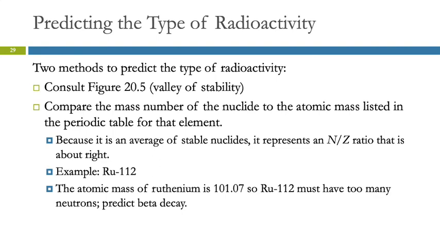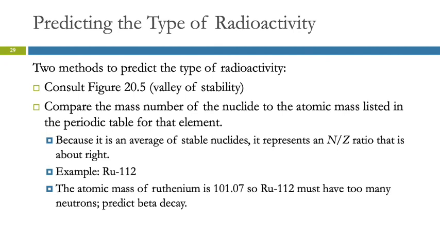So there are two methods for predicting the type of radioactivity. One is to look at that graph. It's actually figure 21.5. The other is to compare the mass number of the nuclide that you're looking at to the atomic mass on the periodic table. So the atomic mass is an average of stable nuclides for that element, right? So that's going to represent an N to Z ratio that's about right for that given element.